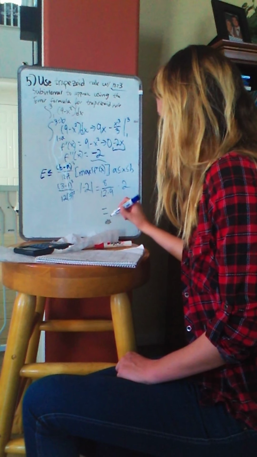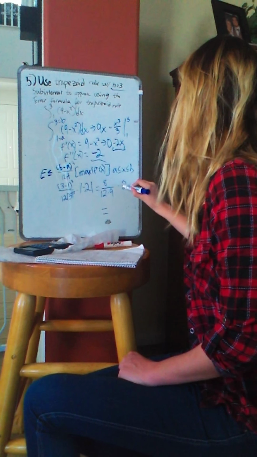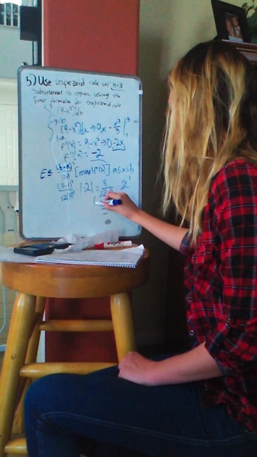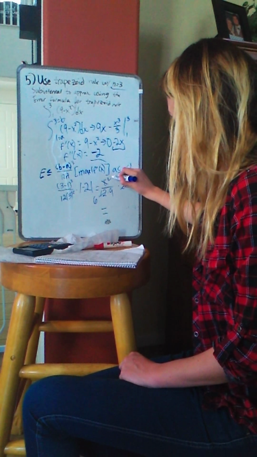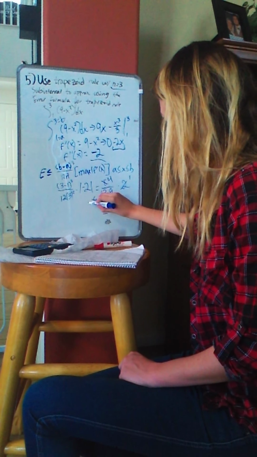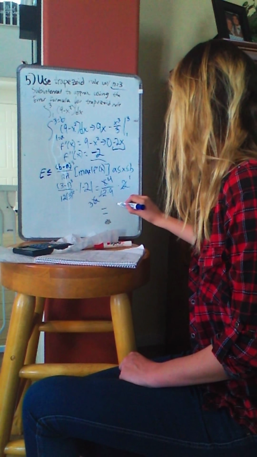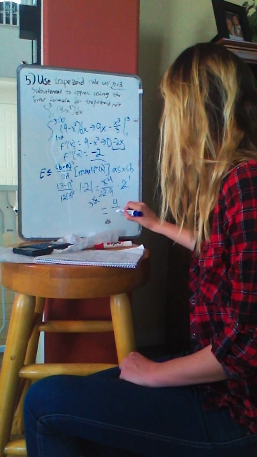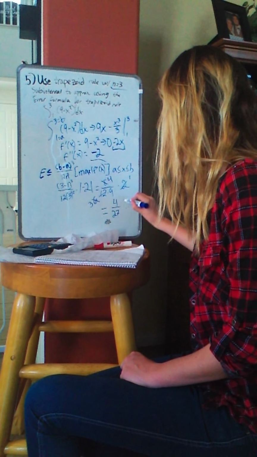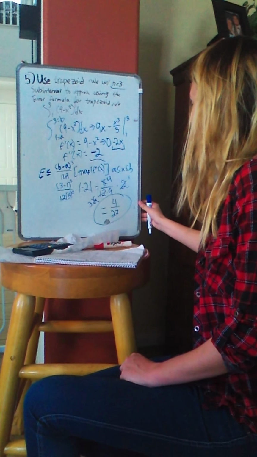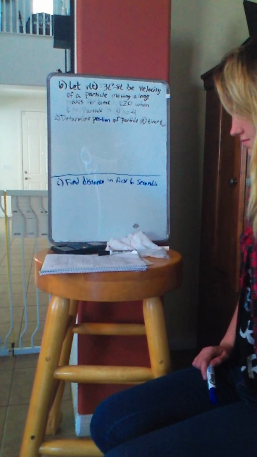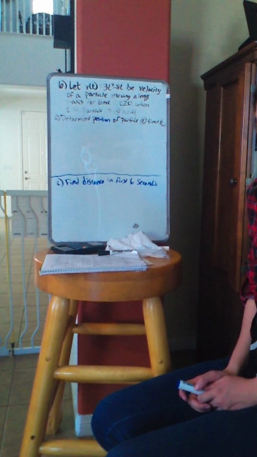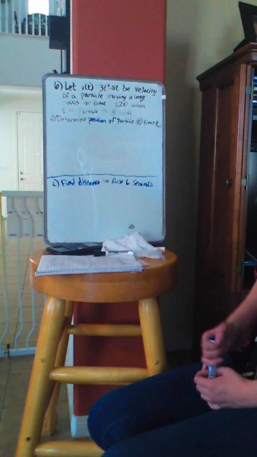And then we're just going to simplify. So this goes away because this can turn into a 6. And then the 8 and the 6, this could be 4, this can be a 3. So the final answer is going to be 4 over 27. And then number 5 is complete. Okay, on to number 6.